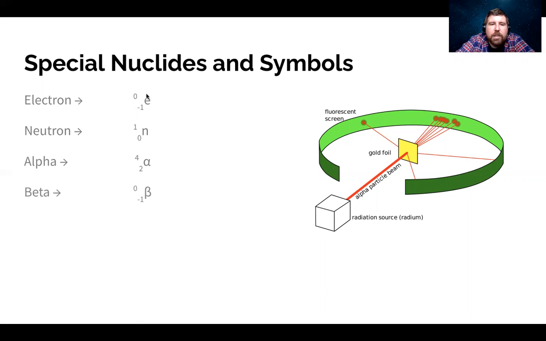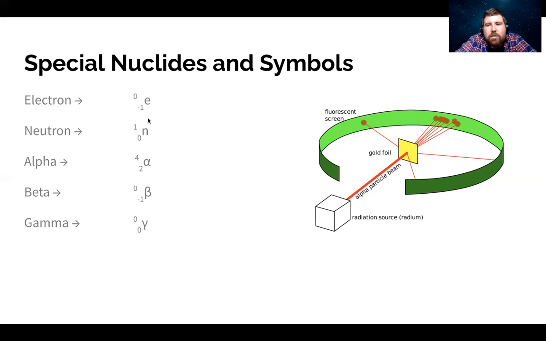Now I want you guys to see here, 0/-1 e, 0/-1 beta. What do we notice when we are looking at those? Okay. And then the gamma ray, the gamma particle, is 0/0, and this Greek letter here is gamma. Now I want to point out that gamma conventionally is 0/0 because it's just high energy light, and light does not have any mass associated with it. It is not any matter, so 0/0 hopefully makes sense.